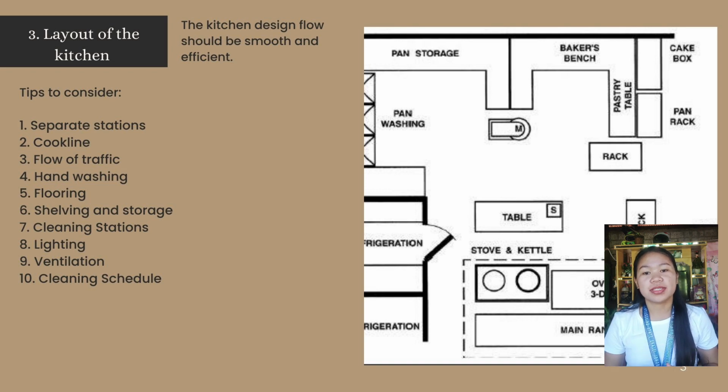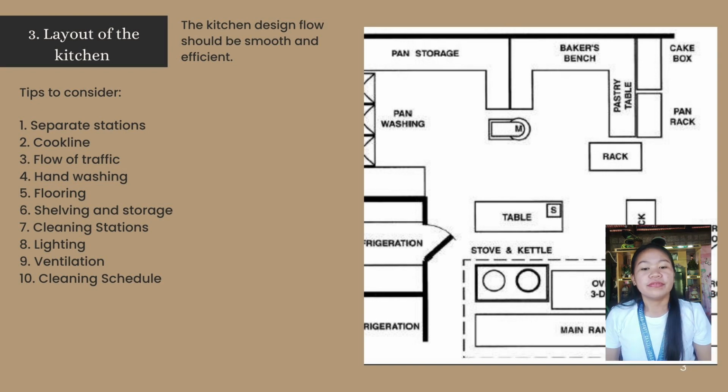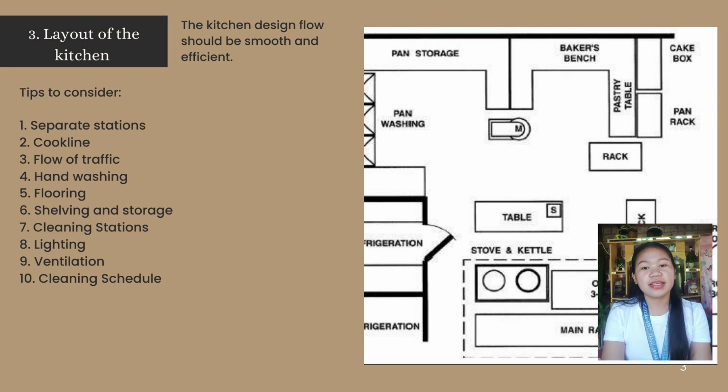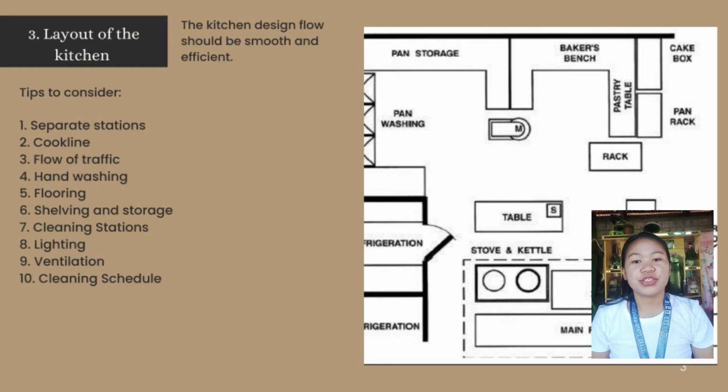Here are some tips. The first one is separate stations. The second one is cook line. The third one is the flow of traffic. The fourth one is hand washing. The fifth one is flooring. The sixth one is shelving and storage. The seventh one is cleaning stations. The eighth one is lighting. The ninth one is ventilation. The 10th one is cleaning schedule.